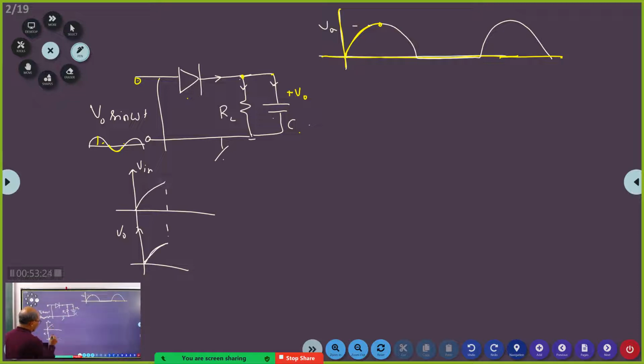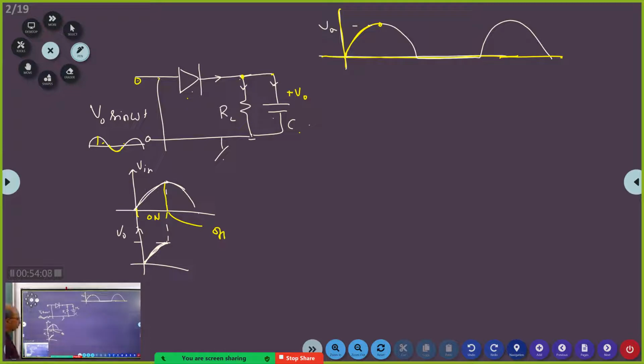Are you with me? This was rising, this was rising. Now this input voltage will start falling. But here this voltage is now VO, and this voltage has become less than VO. So the diode will become off at this point. From this point to this point, the diode is on. Now here the diode becomes off. Why does it become off? Because this is more positive than this. Correct?